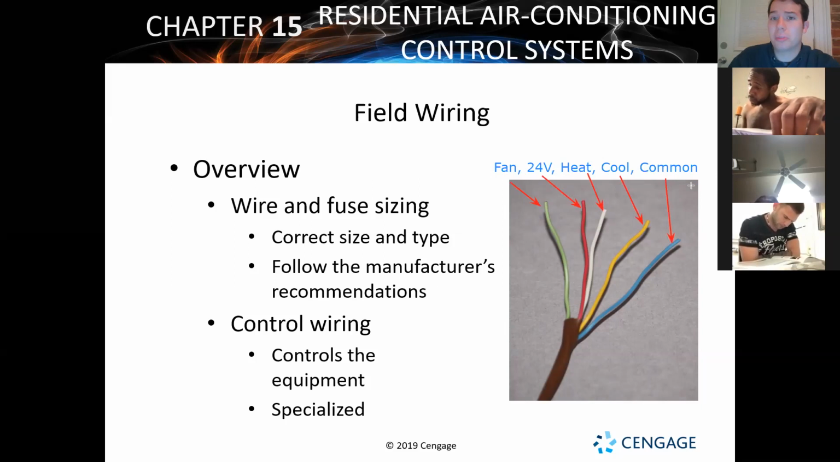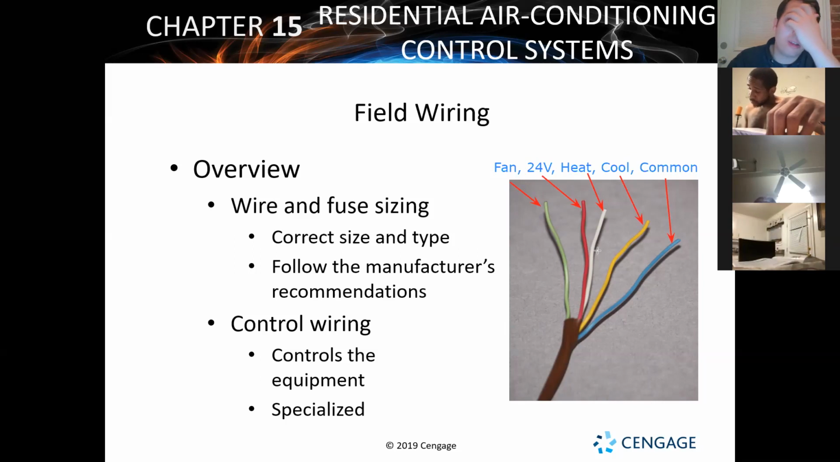And that's what you're going to see. You'll see these five connections going into a thermostat. You'll see those five connection terminals on your control board at the indoor unit or at the air handler. And you'll see those connections at your outdoor unit as well, at least for the cooling and the common. The thing to watch out for with these, honestly, is just making sure that the color stays consistent.